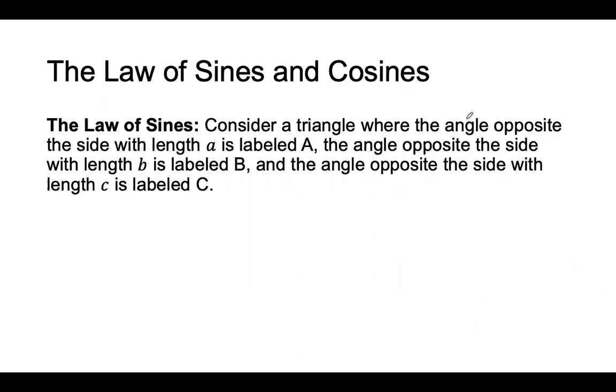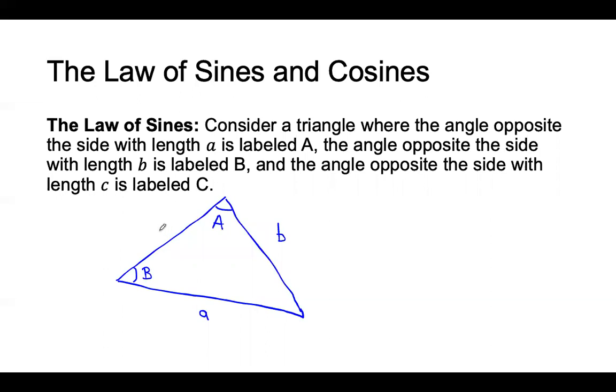Now, the law of sines is essentially, we're considering a triangle, and we have to draw this triangle. It's a triangle. And so the angle opposite the side with length A, so this is length A, this angle here is labeled A. The angle opposite the side with length B is labeled with a capital B. And the angle opposite the side with length C, small c, is labeled C. So you see that they're opposite each other.